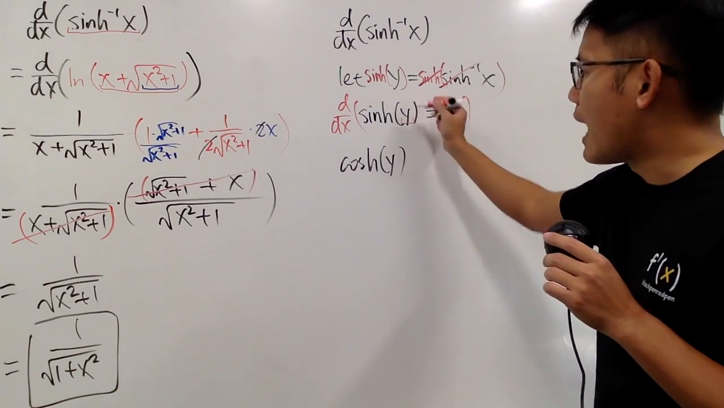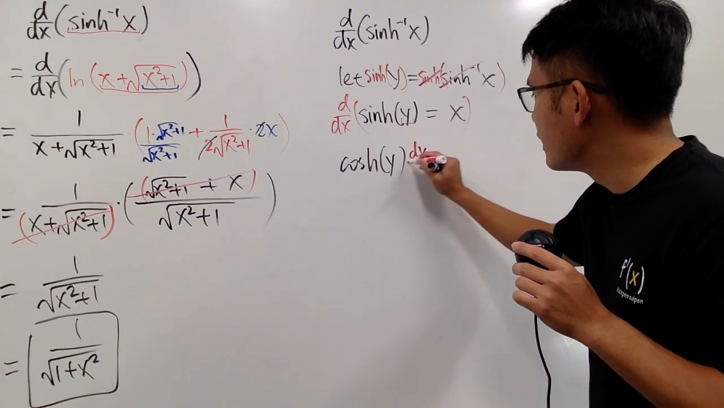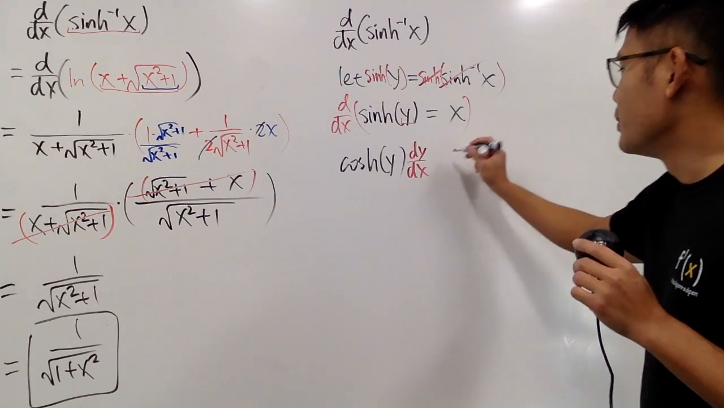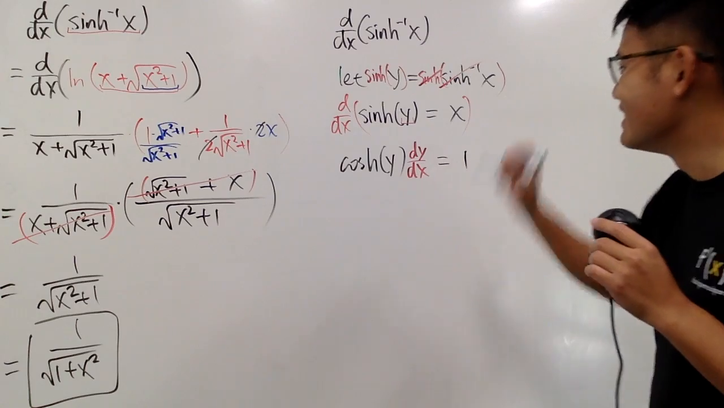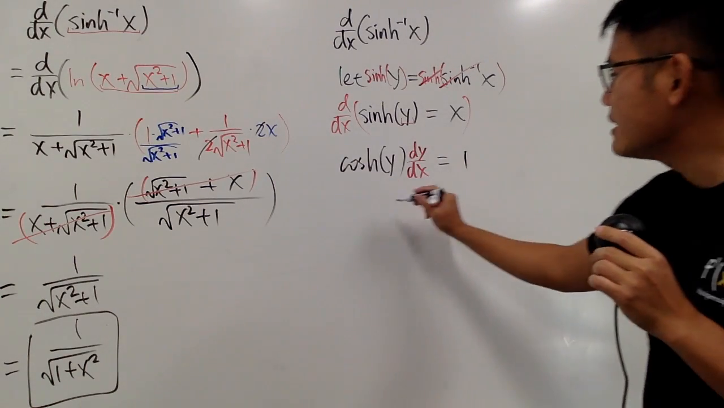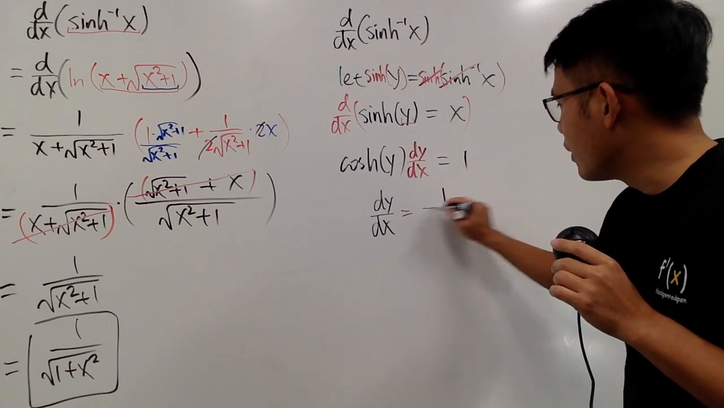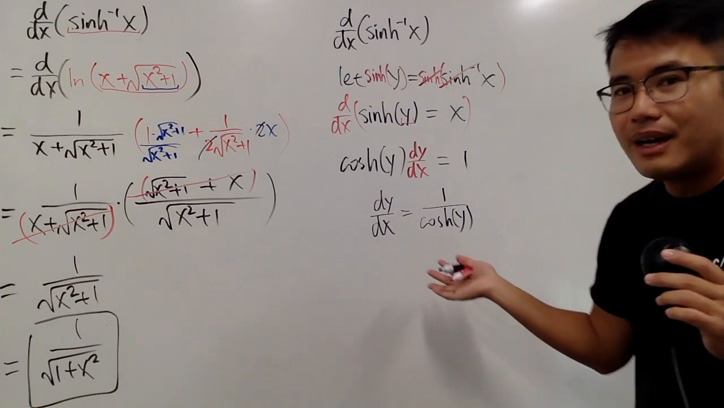The derivative of y is dy dx. So I will just put that down. And this is exactly what we're trying to get. And the beauty is that on the right-hand side, the derivative of x is just 1. And that's pretty much it. And of course, we can divide the cosh y on both sides. So we see dy dx is equal to 1 over cosh y, like this.